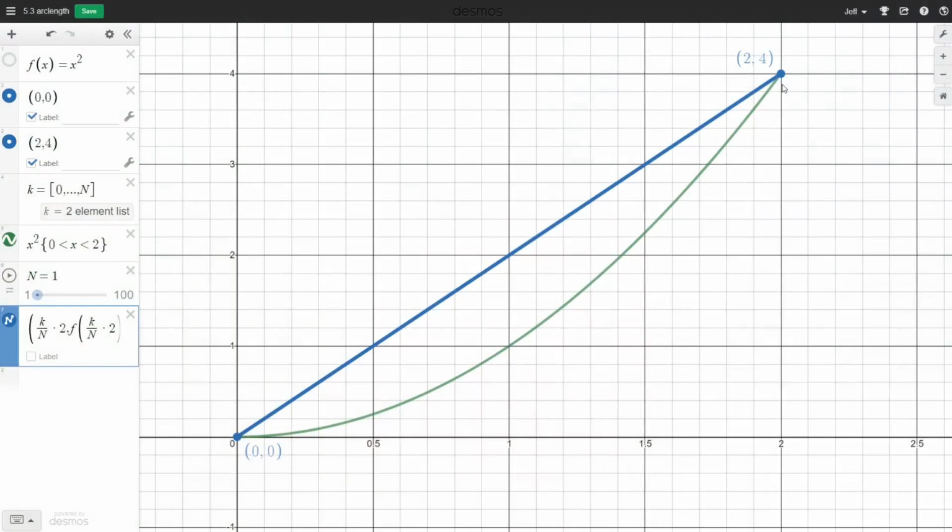In fact, we can say the length of the curve must be greater than the length of this line segment, because the line segment is the shortest path between these 2 points, and the green x squared curve takes a different path. How could we get a better estimate?